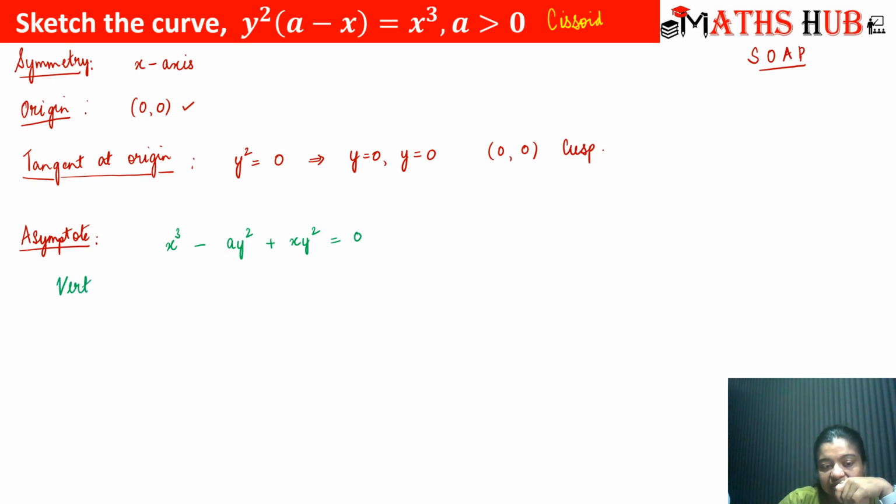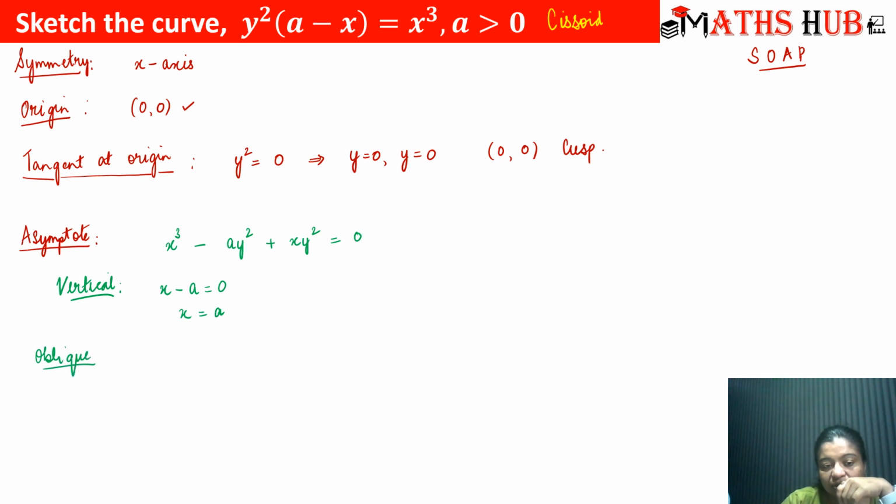Let us check out, is there any vertical asymptote or not? For vertical asymptote, we equate the coefficient of the highest term of y equal to 0. So that will give us x minus a is equal to 0. So that is x is equal to a. And now let us check about an oblique asymptote.